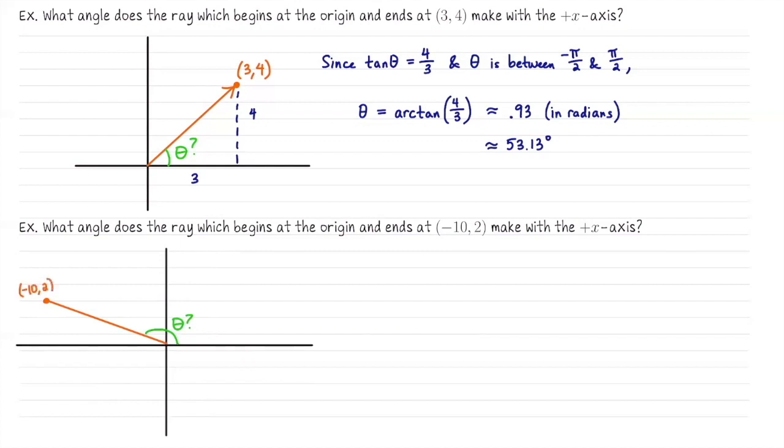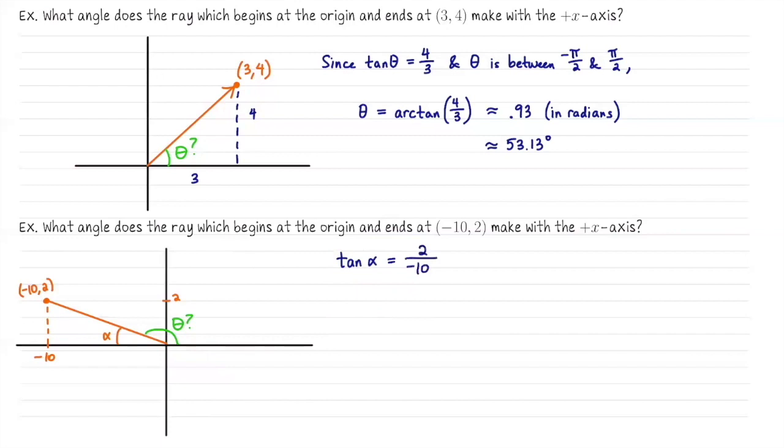Okay, so just like before, I'm going to drop an altitude straight down to the x-axis over in the left half plane. And notice the right triangle which we've created actually has the supplement of the angle that we're looking at. Let's name that angle alpha. We can say that tangent of alpha is opposite over adjacent, so that's 2 over negative 10, the y-coordinate over the x-coordinate.